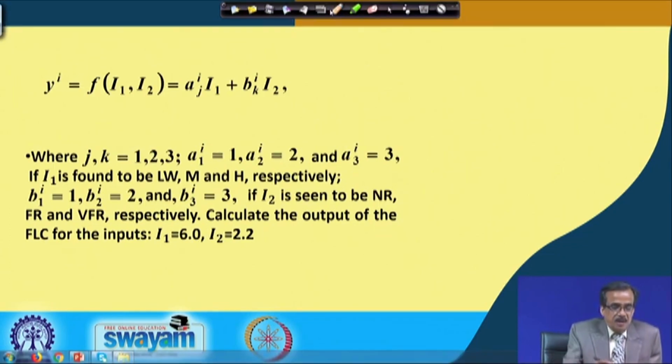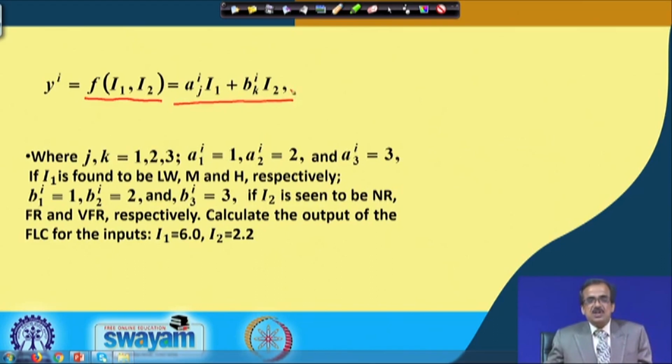ith rule. Now, the output of the ith rule, that is y I, is nothing but a function of two input variables, that is f of I 1 I 2, and that is nothing but a j I 1 plus b k I 2. So, this is a linear function of the input variable. So, the output of the ith rule is nothing but a linear function of the two input variables I 1 and I 2, where j and k are 1 or 2 or 3.